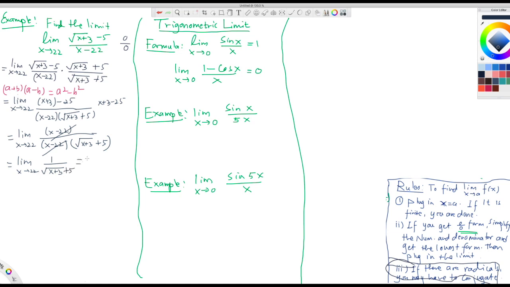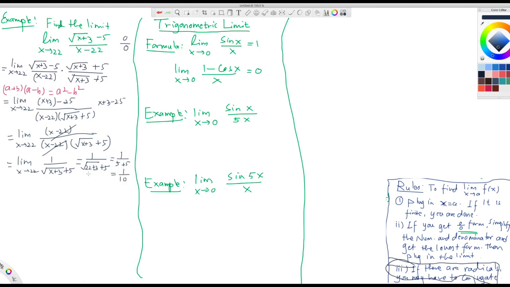After you plug in, you don't have to write the limit. So what you get is 1 over root 22 plus 3 plus 5. You see that? 22 plus 3 is 25. So root 25 is 5, right? So 1 over 5 plus 5. So your final answer is 1 over 10.